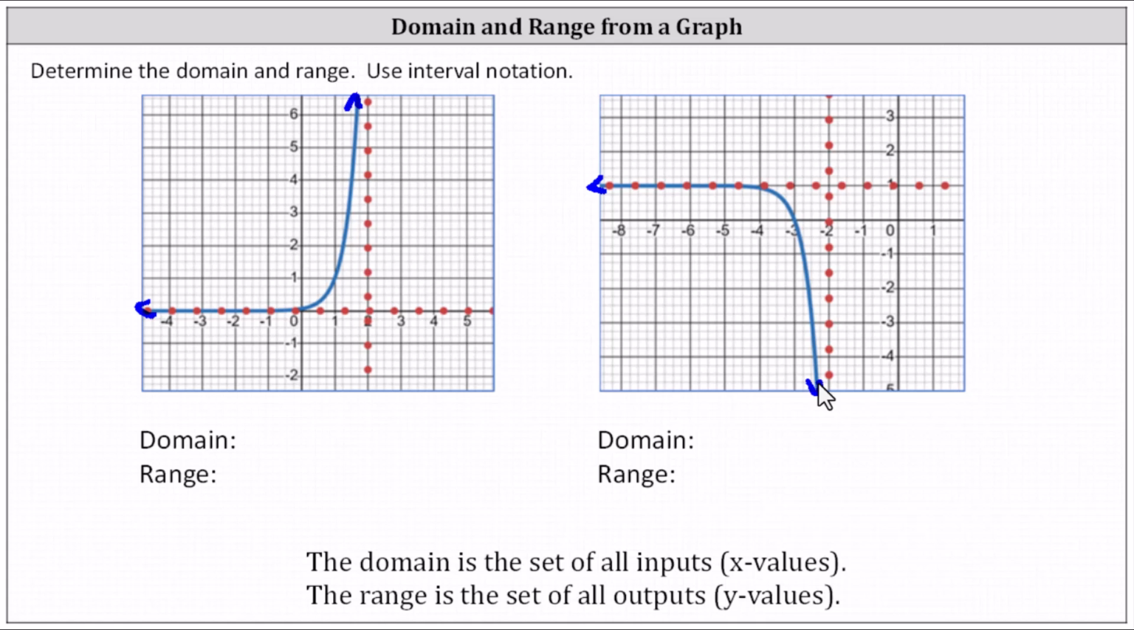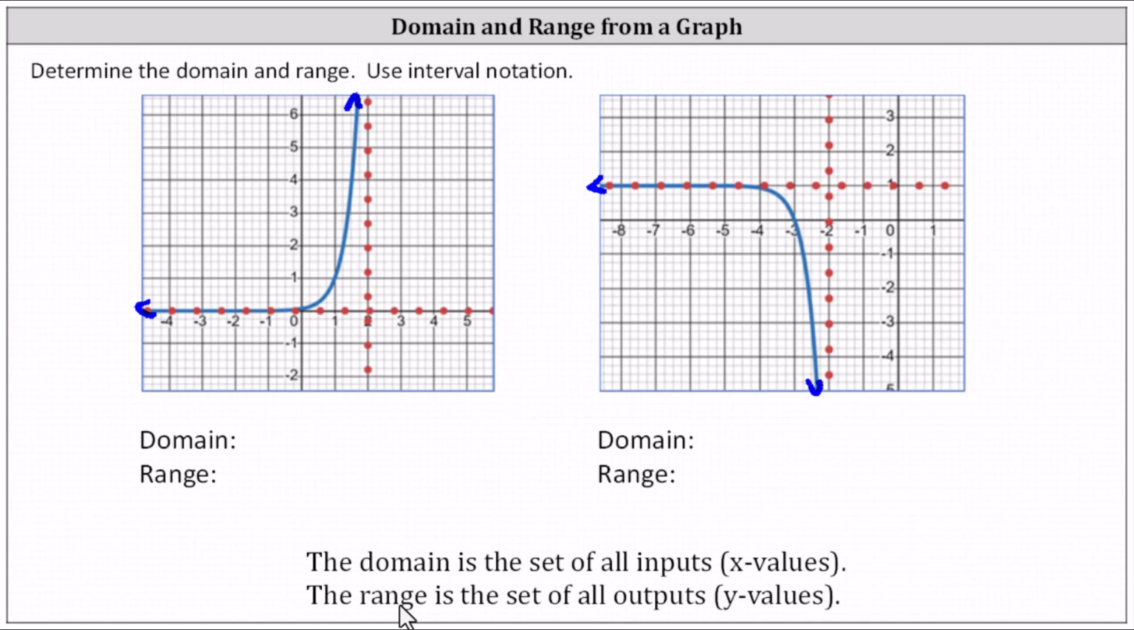From here, recall the domain is the set of all inputs, which are often the x values, and the range is the set of all outputs, which are often y values. To determine the domain, we analyze the graph along the x-axis or horizontally. To determine the range, we analyze the graph along the y-axis or vertically.